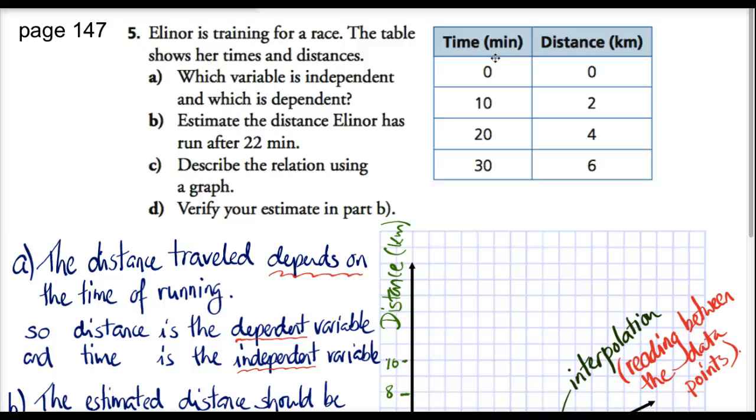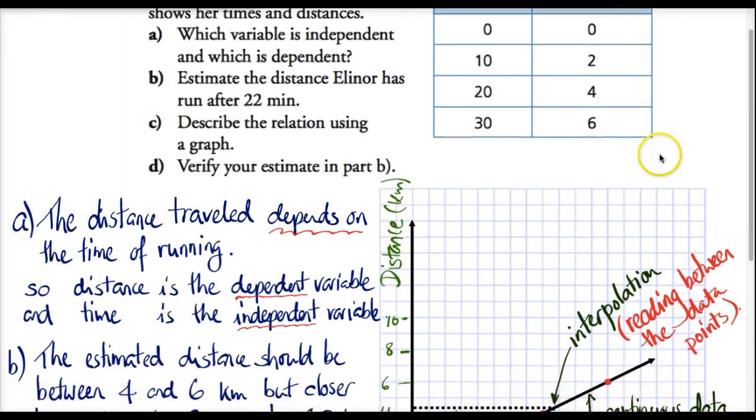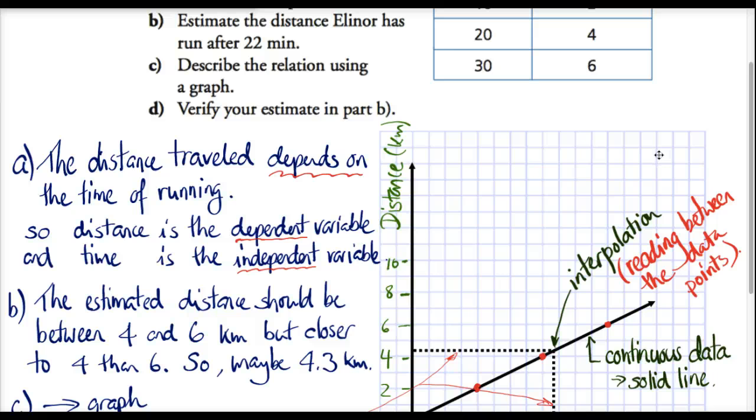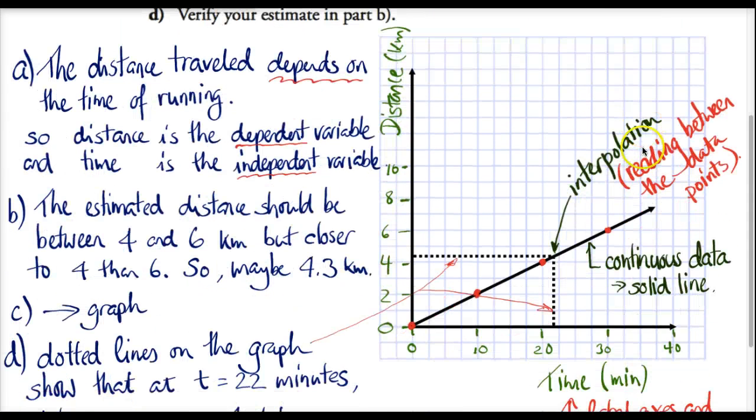So we can estimate after 22 minutes it's going to be somewhere between 4 and 6 kilometers, because 22 is in between 20 and 30 here in our table of values. But 22 is pretty close to 20, much closer to 20 than it is to 30. So we might estimate something like 4.3 kilometers as the estimated distance run after 22 minutes. From that we can create the graph, and I've got the graph shown here.